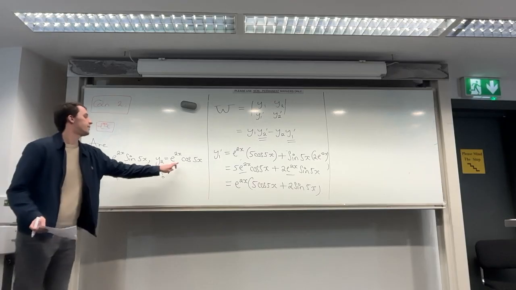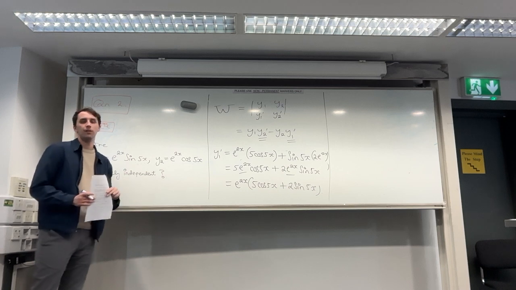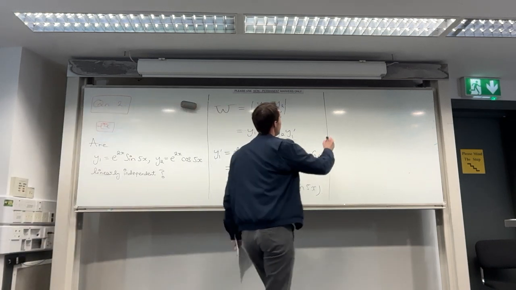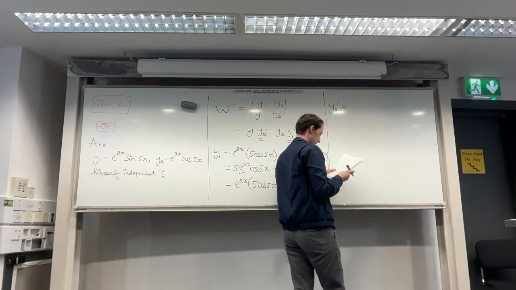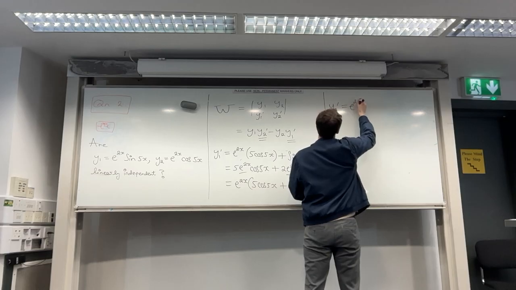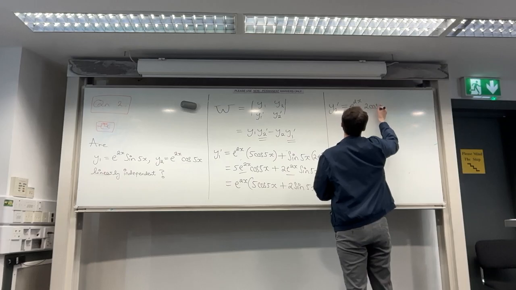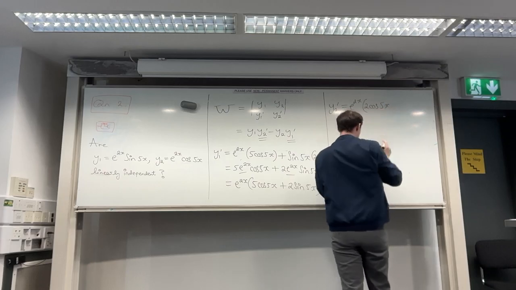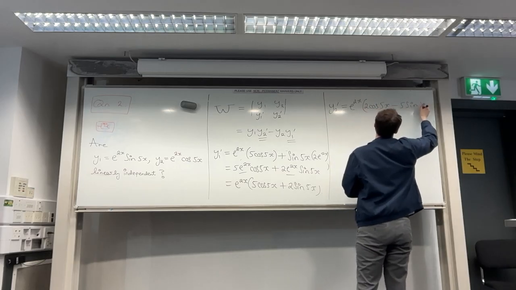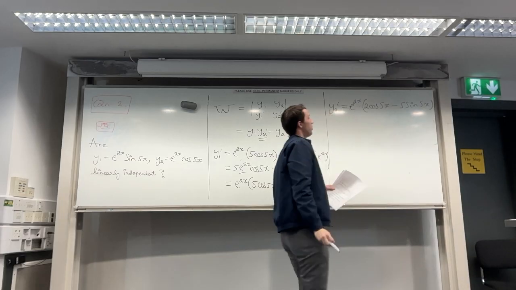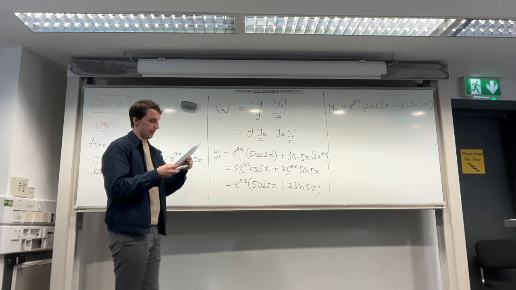So now we've worked out y1 prime. For y2 prime, it's the same procedure. To differentiate y2, use the product rule together with the chain rule. Working that out, you'll find that y2 prime is equal to e to the 2x times (2 cosine of 5x minus 5 sine of 5x). So now we've worked out y1, y2, y1 prime and y2 prime, so we can evaluate our Wronskian W.